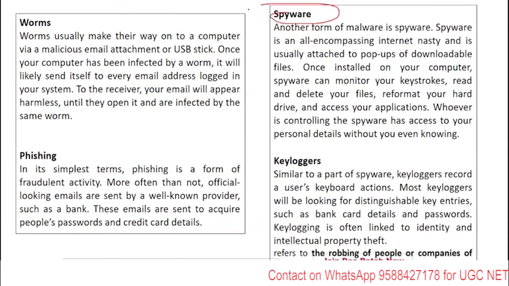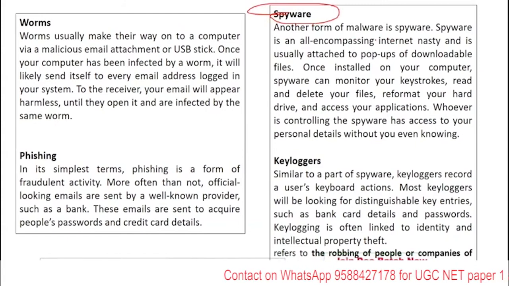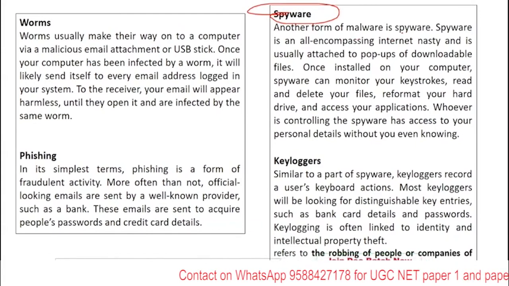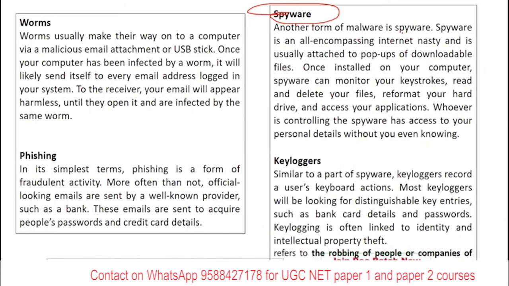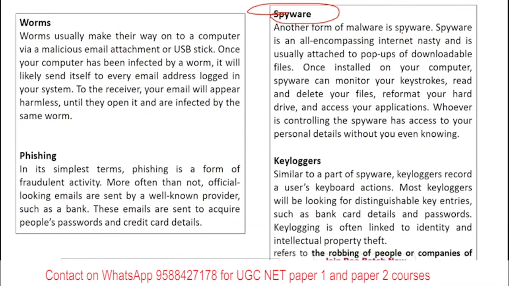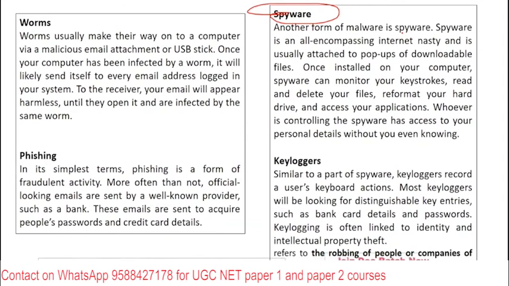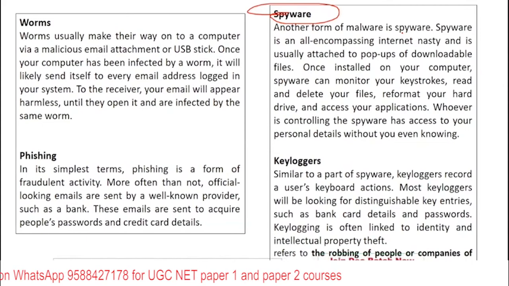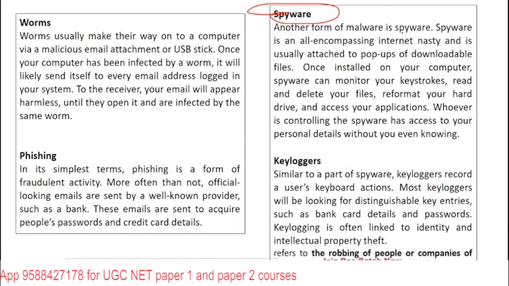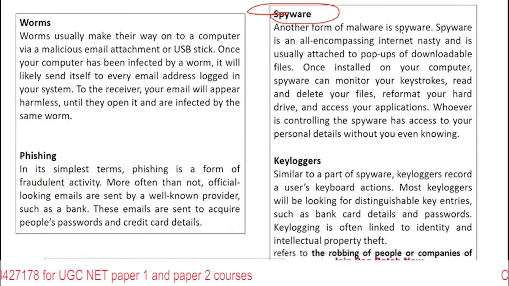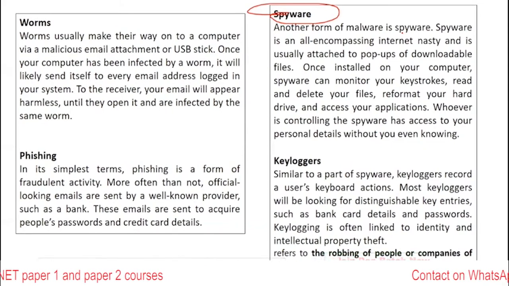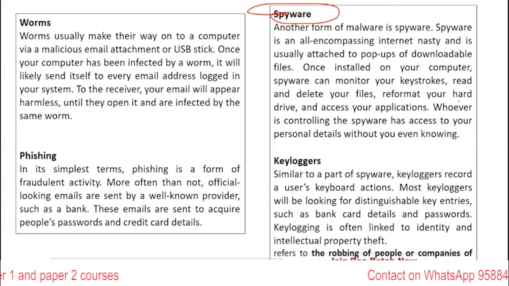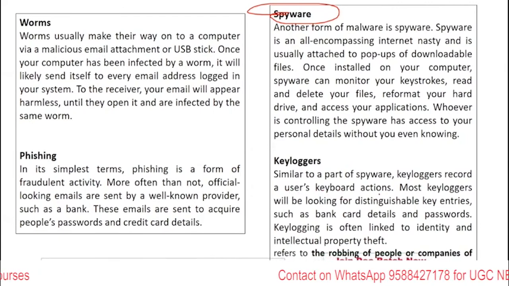Next is spyware. Spyware basically is a form of malware. Once you install it in the computer, you can monitor the keystrokes, read or delete the files, and format the computer or the hard drive. Whoever is controlling the spyware has access to even personal details without the person knowing about it. Now, next is keyloggers. Similar to spyware, keyloggers record a user's keyboard actions.